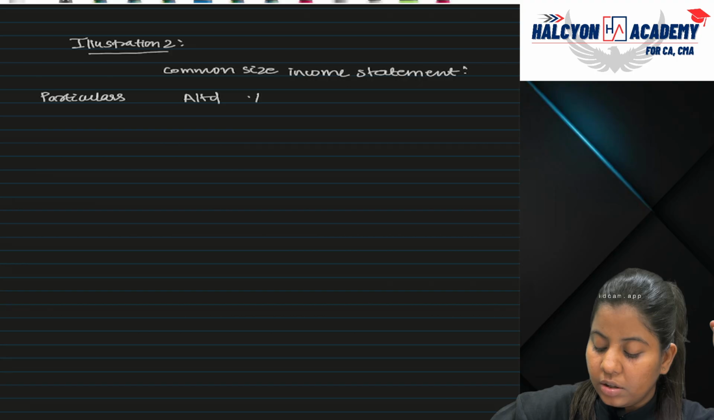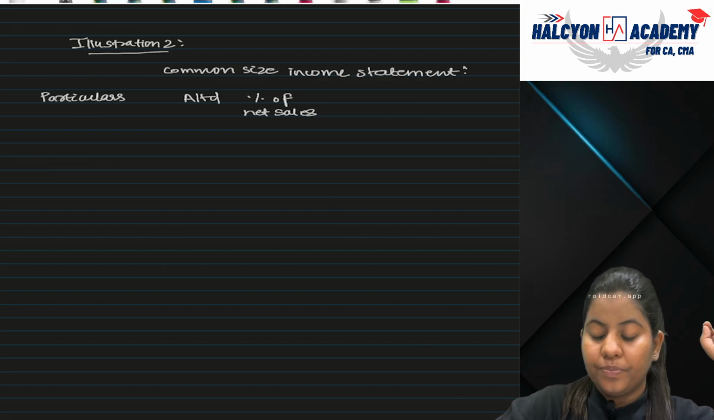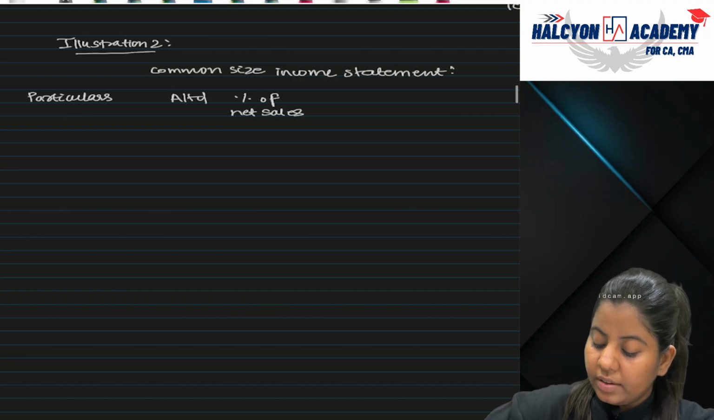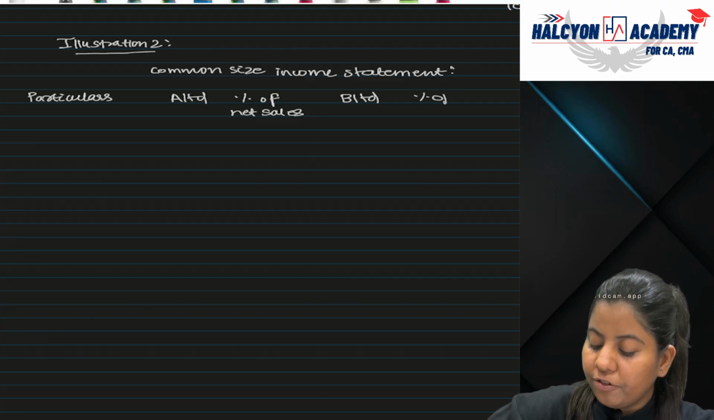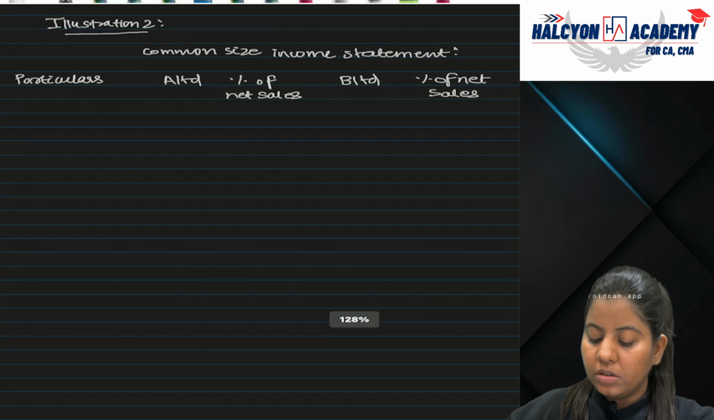Then percentage of net sales. We will take turnover as base because this is an income statement, right? Then in the fourth column, B Limited. Now we have to put the figures of B Limited here. Then percentage of net sales. Okay. So please make 5 columns.